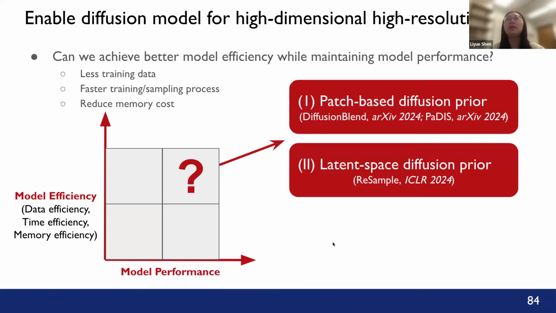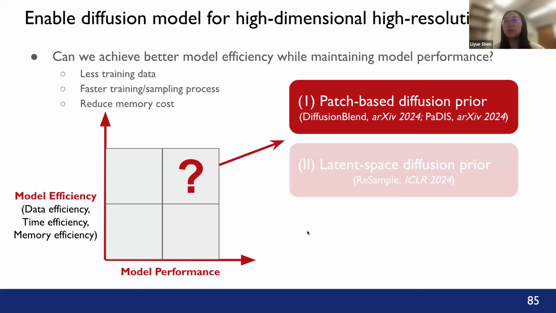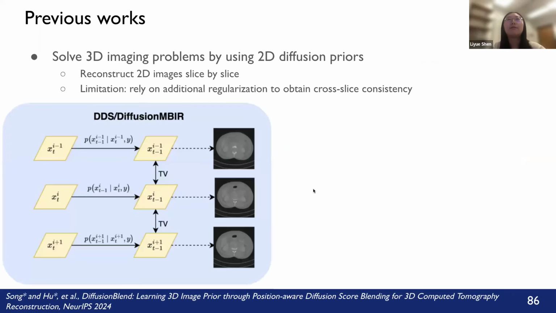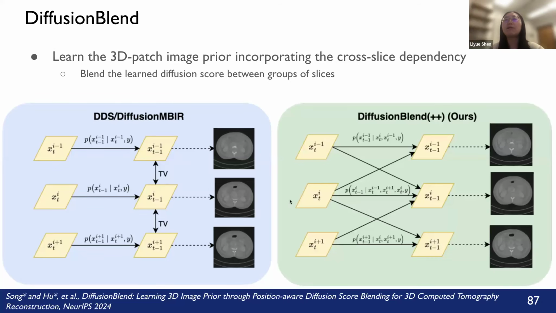To solve this question, in our most recent works we propose two solutions to address this challenge. One is patch-based diffusion, and the other is latent diffusion. I will quickly go through the main ideas of these two solutions at a high level in the remaining time. Firstly, for 3D image reconstruction, beyond reconstructing the 2D slices slice by slice, we can consider learning a score function that is aware of the cross-slice dependency or correlation in the score learning.